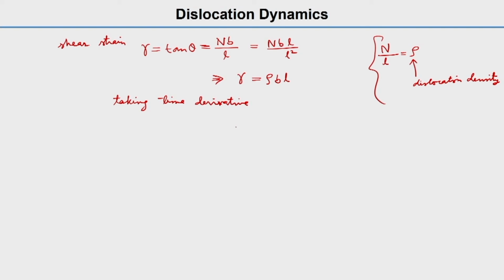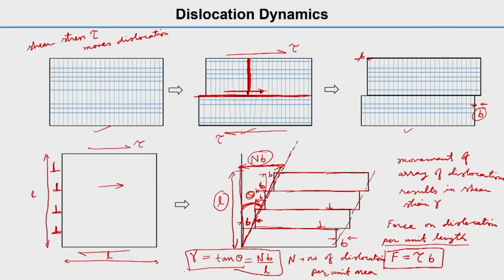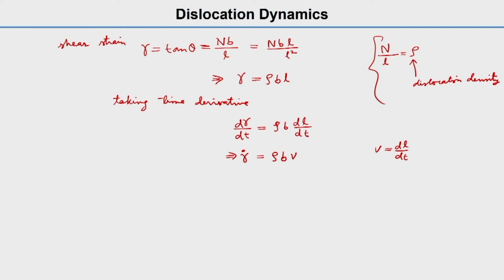If we take the time derivative, then we get d gamma by dt equals rho b times the derivative of L with respect to t. d gamma by dt is nothing but the shear strain rate, with a dot on top of it, and then rho b, and we can write v, small v. So v is equal to dl by dt. You can see we have L here. If the dislocation moves in the x direction in time t, and we take the derivative of L with respect to t, that will give us the velocity of dislocation.